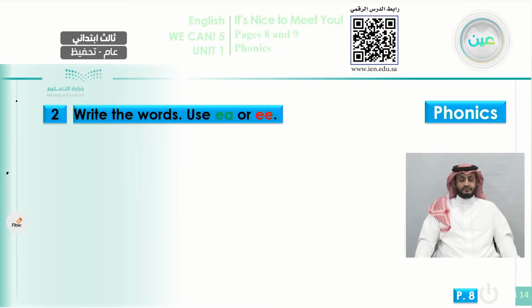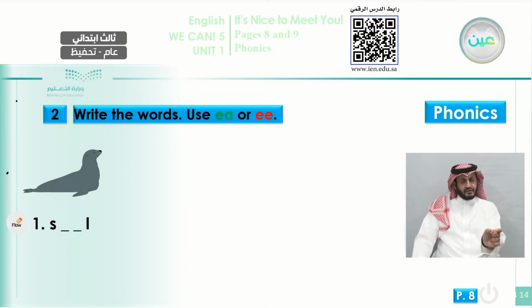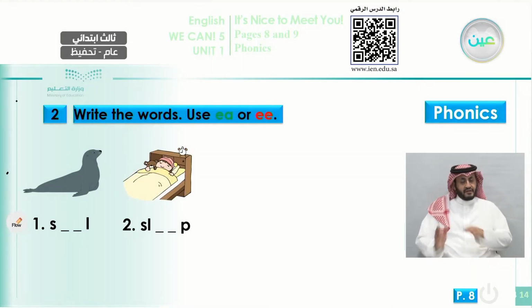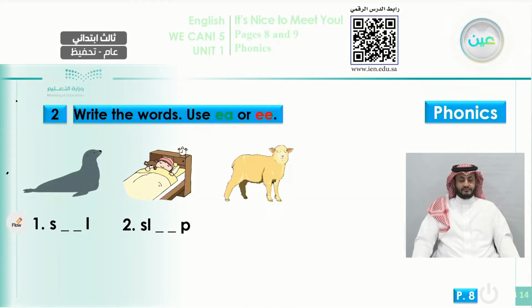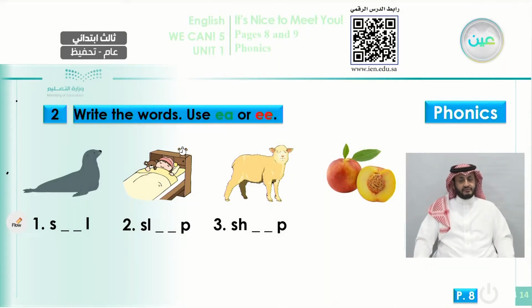Okay, now let's move to exercise number 2, also on phonics. Write the words, use EA or double E. What is this? You can tell it's seal. Okay, what about this one? Sleep. But we need to write the right spelling for that. We'll come to it later on. What is this? This is sheep. What about this one? It is peach. Okay, the picture here indicates it is peach. How do you spell it?